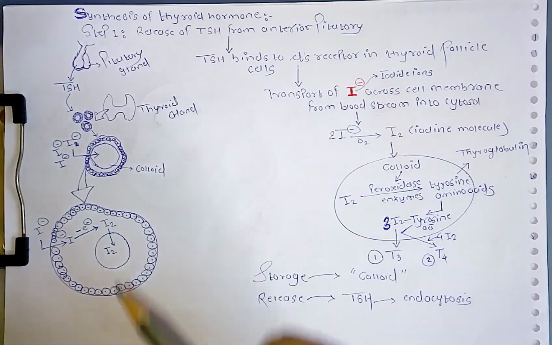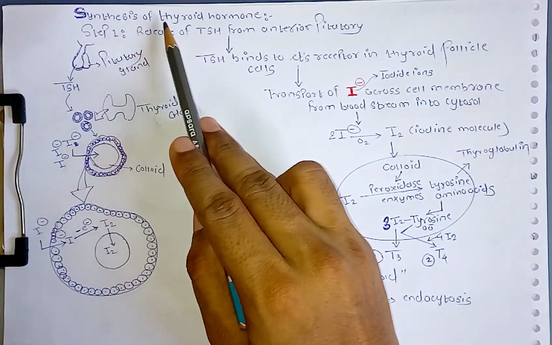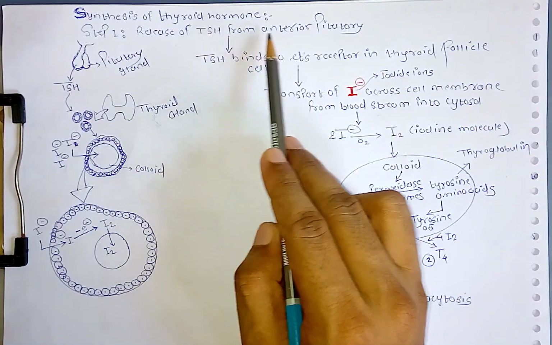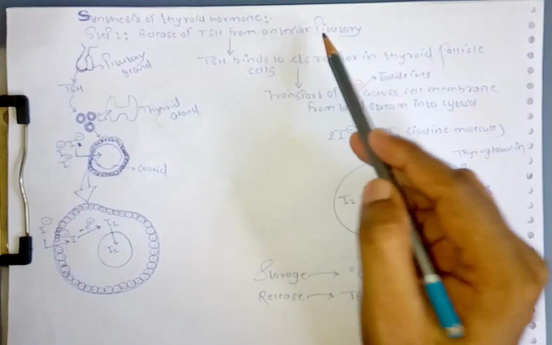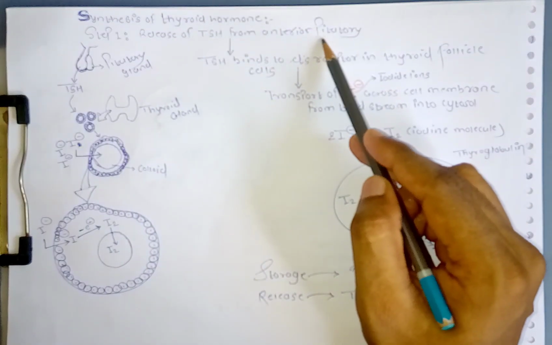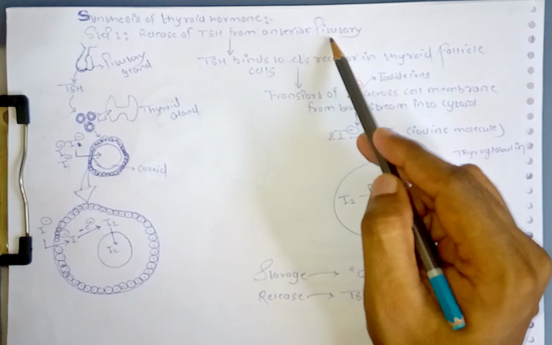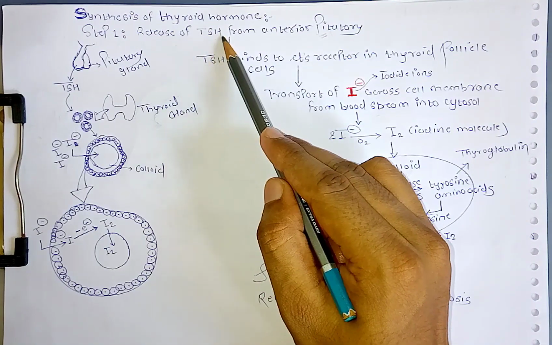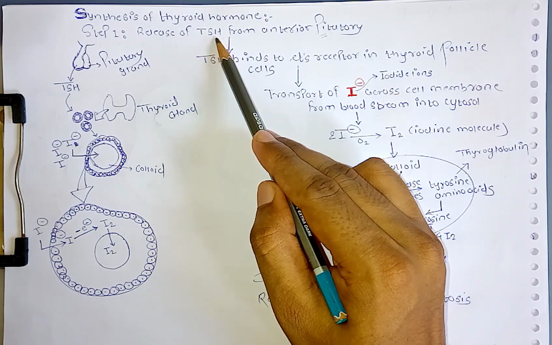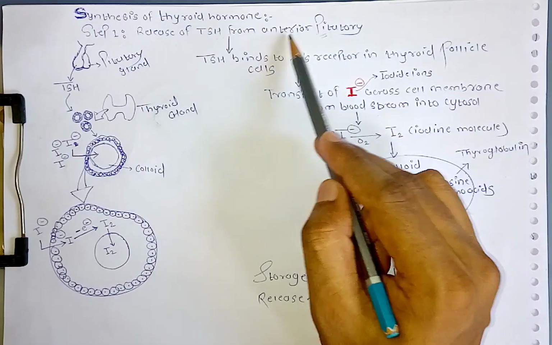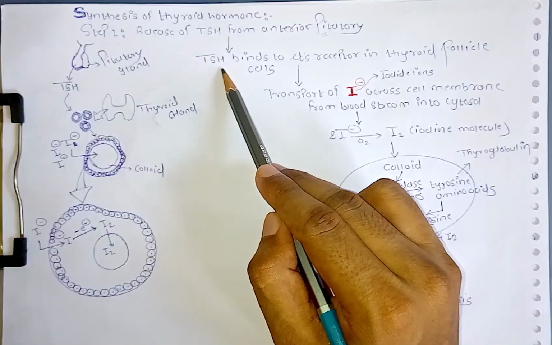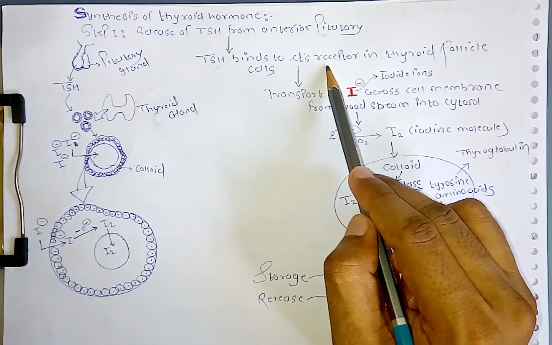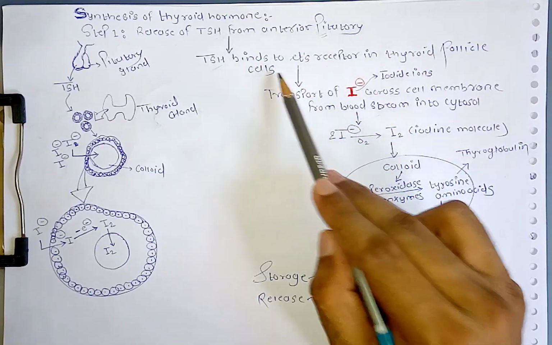Okay, so step 1 involved in synthesis of thyroid hormone is release of thyroid stimulating hormone from the anterior pituitary. Earlier we discussed that the pituitary gland is the master endocrine gland in the body which secretes various hormones. One of the hormones is thyroid stimulating hormone. This TSH is released by the anterior pituitary, reaches the thyroid gland, and binds to the receptors located on the thyroid follicle.